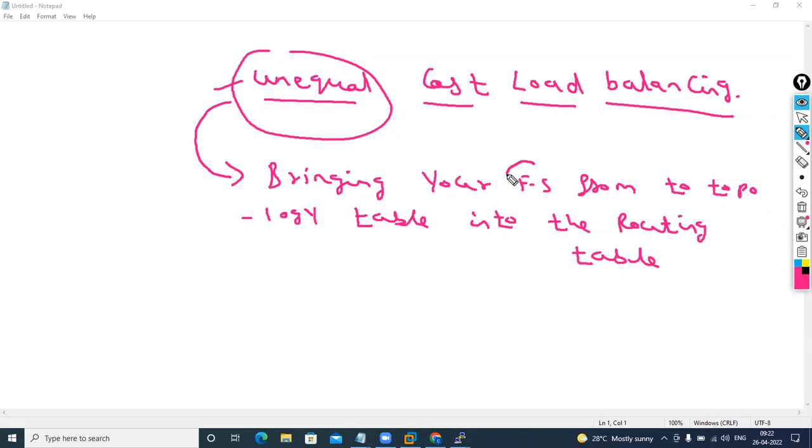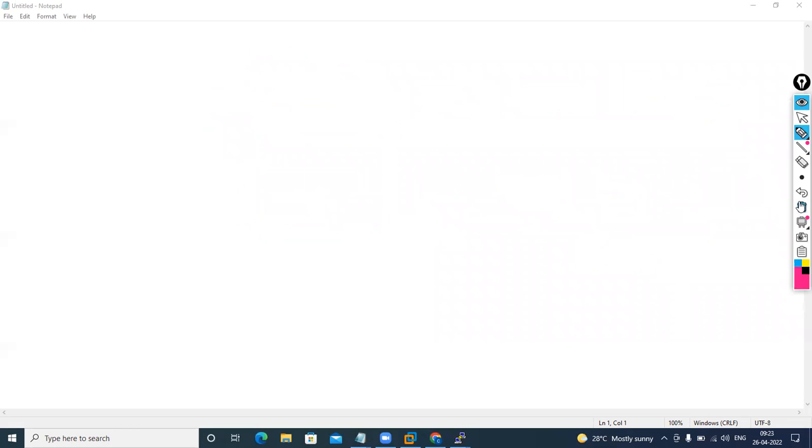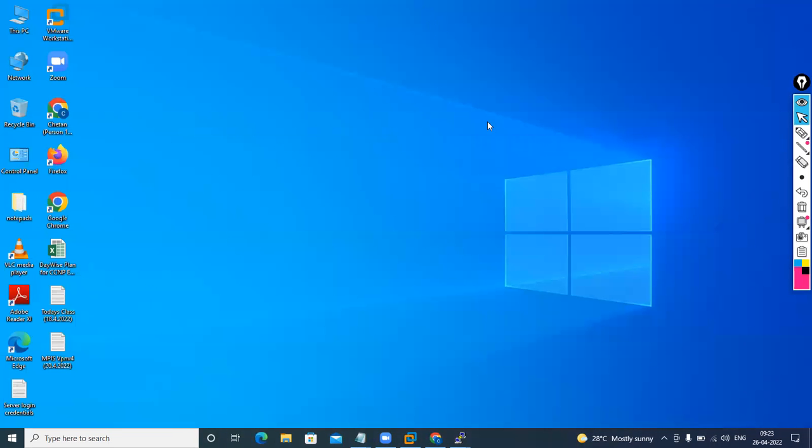So where is the feasible successor present by default? In the topology table. By default, it will not load balance. So in order to load balance over this feasible successor path and bring that path into the routing table, we call it unequal cost load balancing. Done? Okay. Now, as Mainak said, you can change either bandwidth or delay.